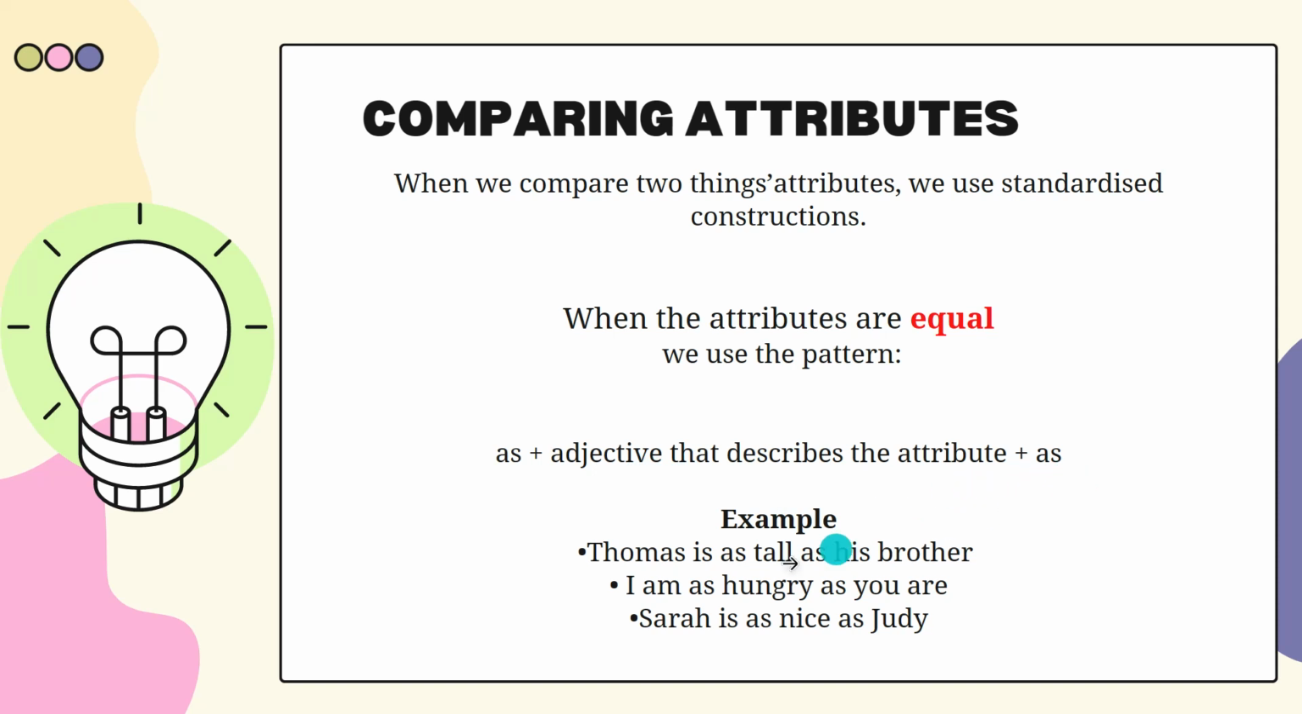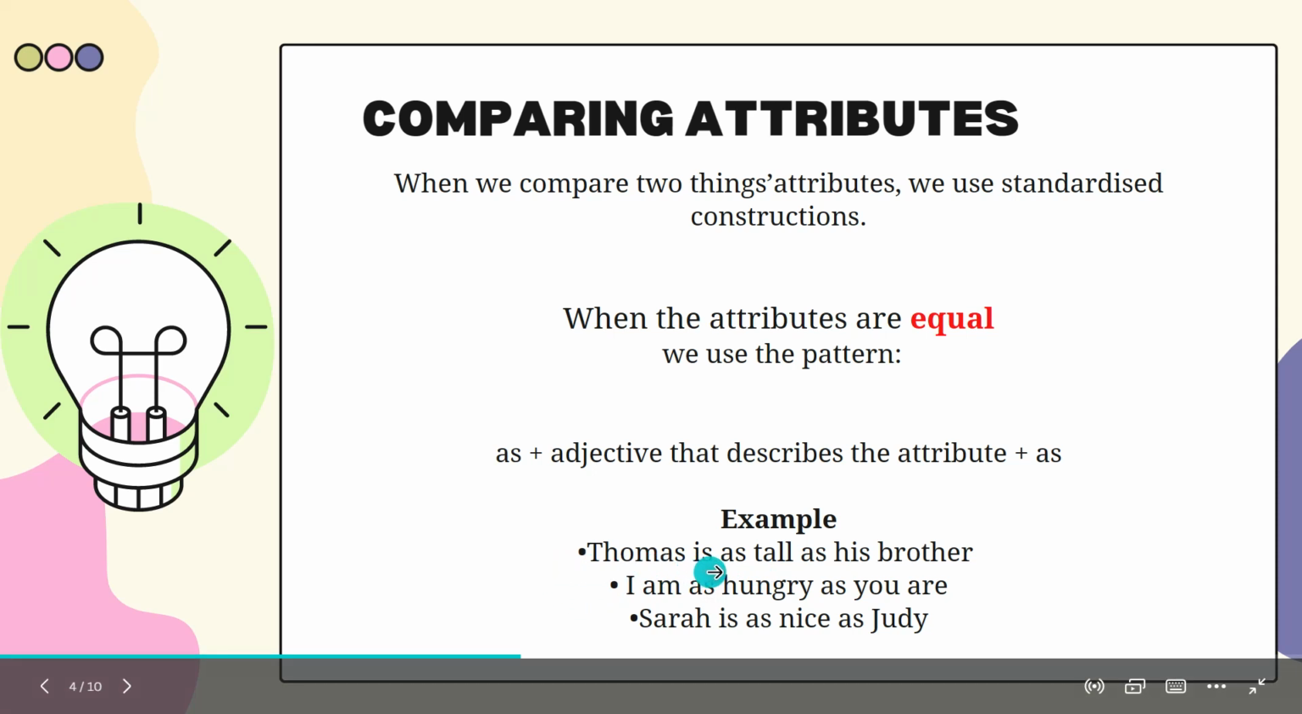Example about that: Thomas is as tall as his brother. So as tall, which is the adjective that describes the attribute, plus as. So Thomas is as tall as his brother. I am as hungry as you are. And the last example is Sarah is as nice as Judy. Okay, guys?